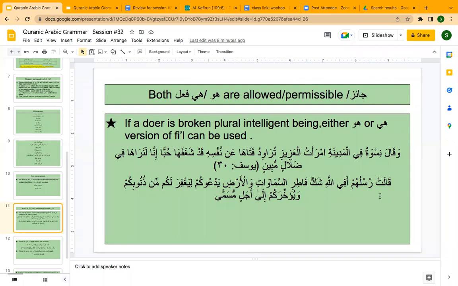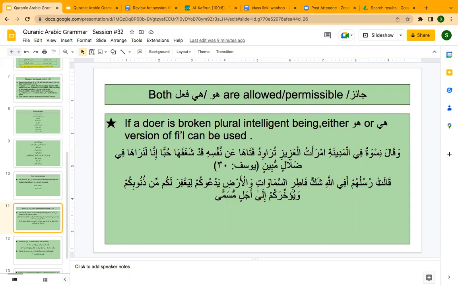I will focus here right now. Qalat rusuluhum. Translate this for me. Qalat is here. This form is a form of a fail that can have an outside doer. Can rusuluhum be an outside doer? It can be, right? Rusul is in raf status, right?